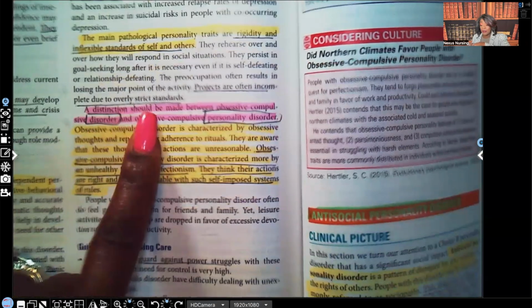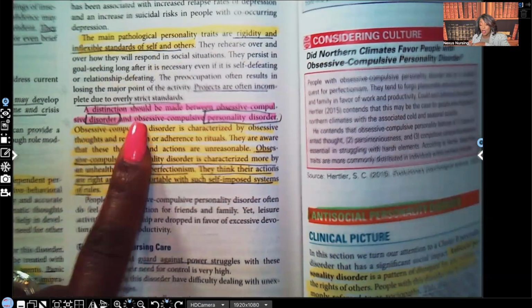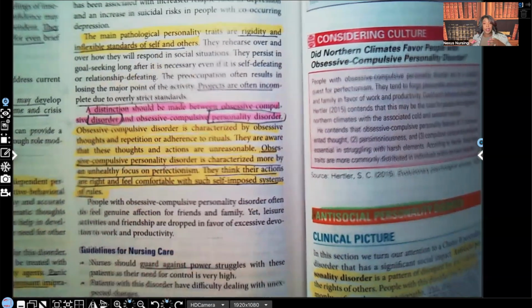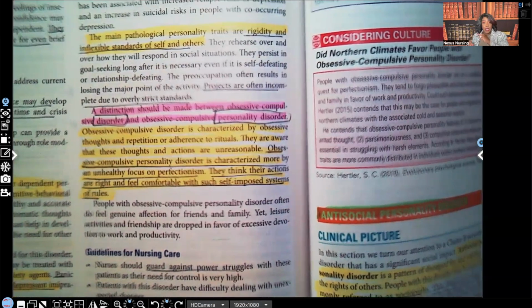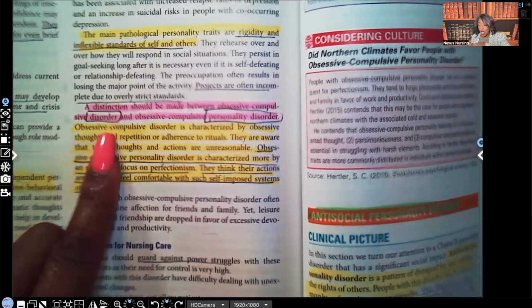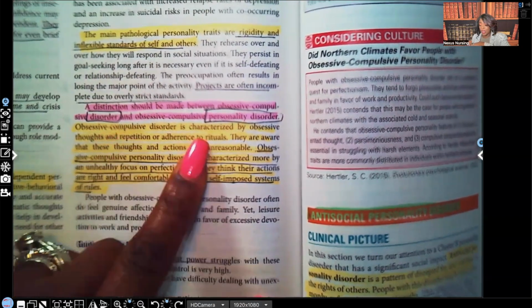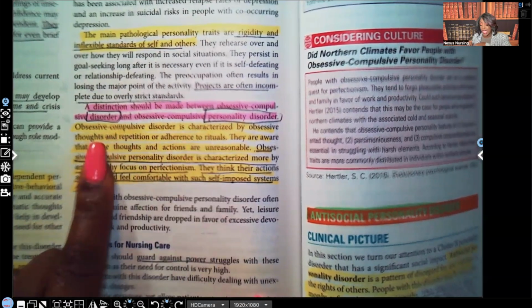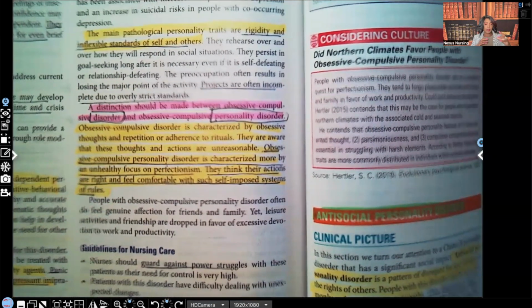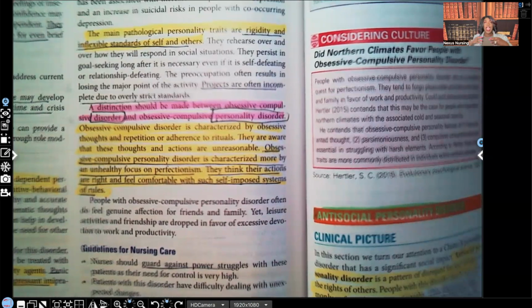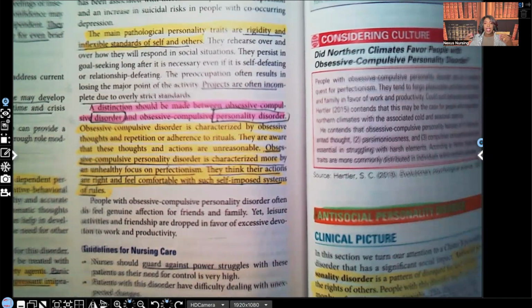A distinction should be made between OCD and OCPD. There is a difference between obsessive compulsive disorder and obsessive compulsive personality disorder. And what we're talking about right now is the personality disorder, okay? Look at this. OCD, obsessive compulsive disorder, is characterized by obsessive thoughts and repetition or adherence of rituals. So let me stop right there. The patient with OCD, by the way, this is an anxiety disorder. They're anxious about whatever it is. They have anxiety, and so they feel like their life is out of control, so they have to control what they can.